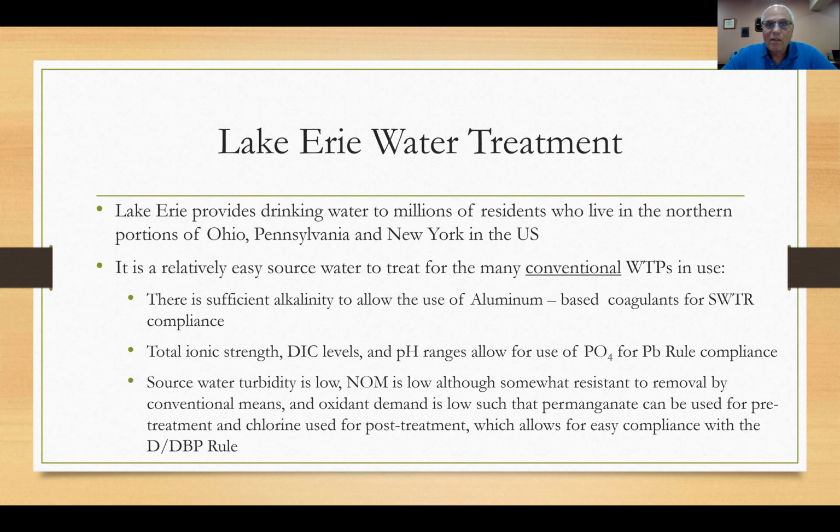The total ionic strength, DIC levels and pH ranges allow for the use of phosphates for lead and copper rule compliance. The source water turbidity generally is low, and so is the natural organic matter, the NOM. Although the NOM is somewhat low molecular weight, so it's a little difficult to take out, we generally can handle it. And the oxidant demand is low, so permanganate can be used for pre-treatment as an oxidant rather than chlorine, and that helps with compliance with the disinfection byproduct rule. So because of these issues, Lake Erie tends to be very easy to treat compared to, say, someone on a flashy river that has to treat water that changes from day to day, or from hour to hour, for that matter.